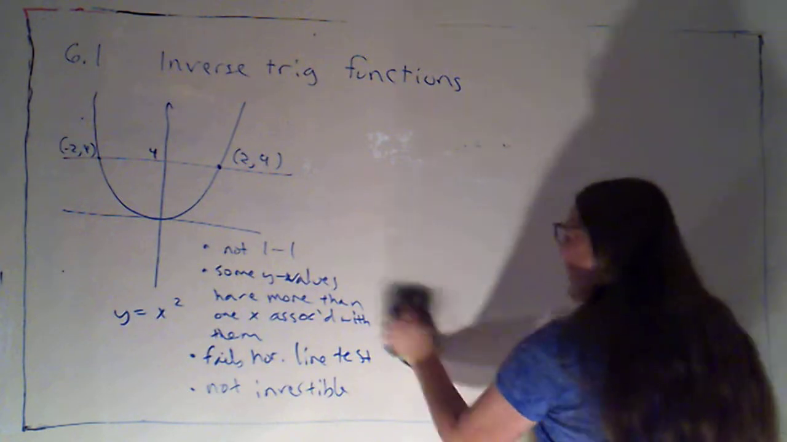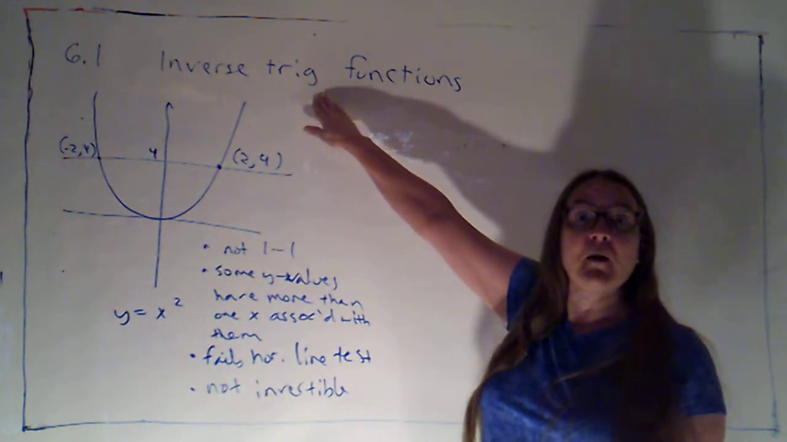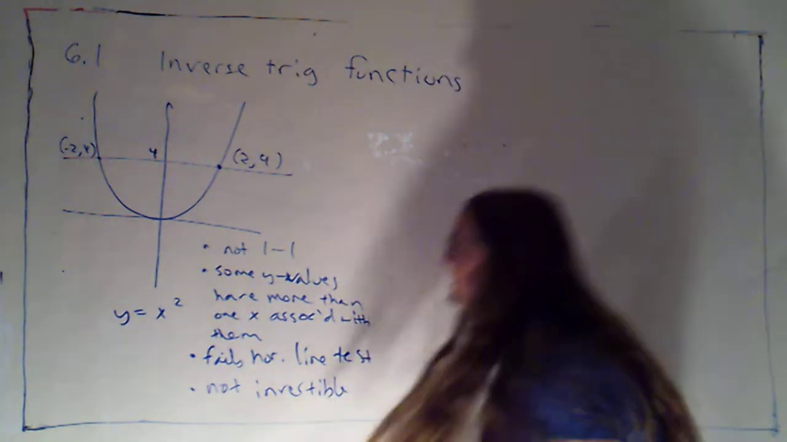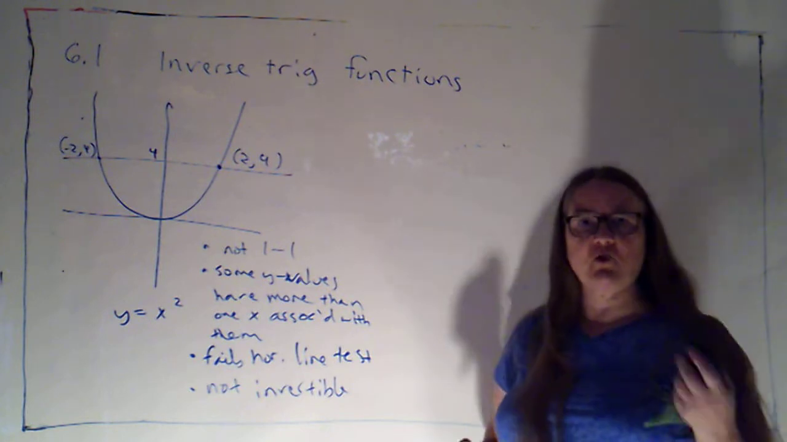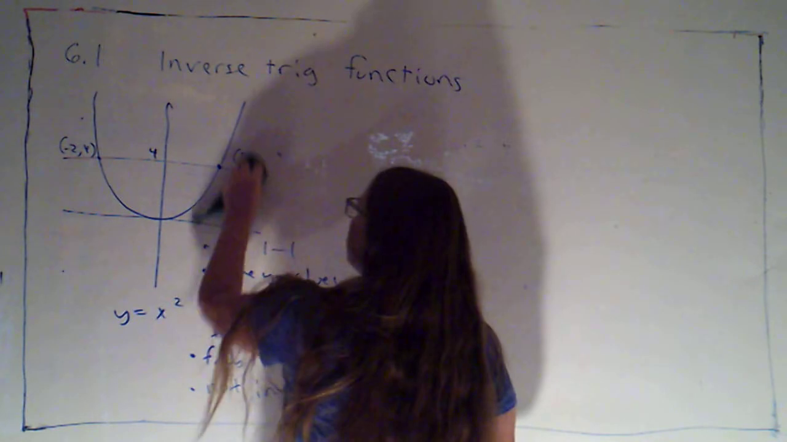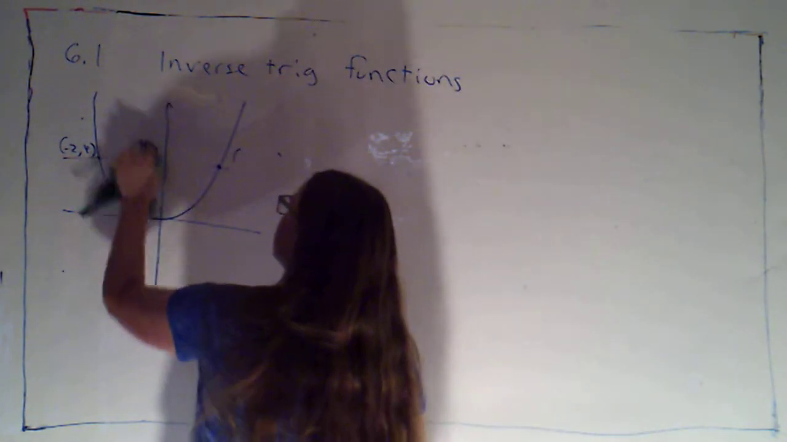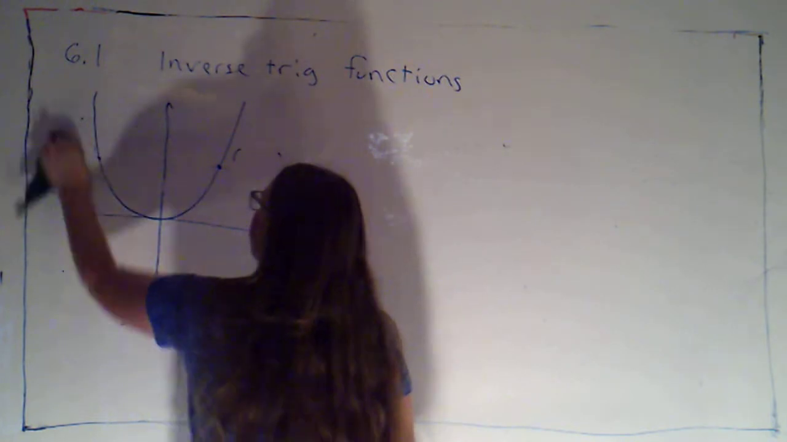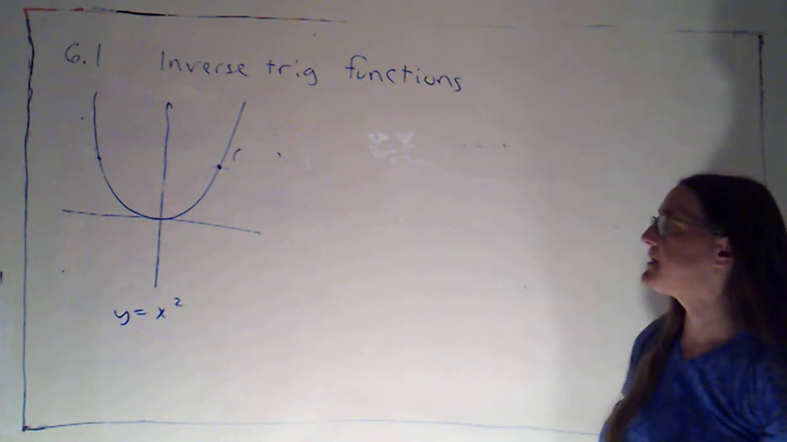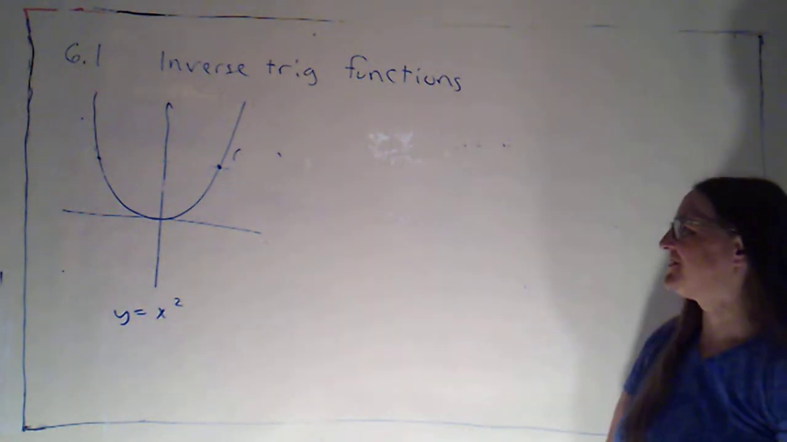So it seems kind of weird that we've got this section on inverse trig functions when trig functions aren't invertible. But I'm going to show you an example here with x squared that illustrates what we're going to do to deal with that. Okay. So here's the graph of y equals x squared. That is not invertible, it fails the horizontal line test, I'm sorry, it passes the vertical line test.